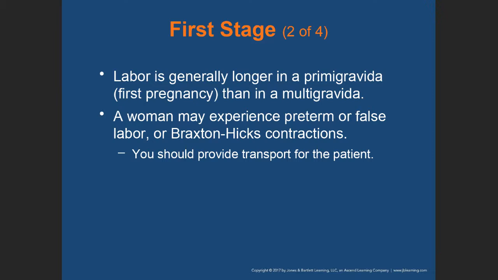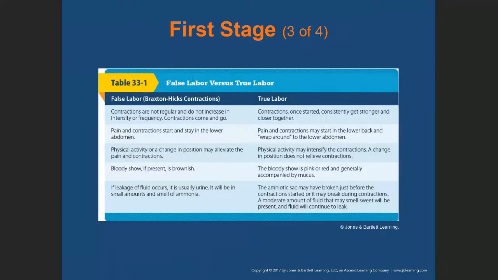A woman may experience preterm or false labor. This is referred to as Braxton Hicks contractions. You should provide transport for the patient. It can be triggered by stress. And there's a table. Ensure that you focus on that table to identify the difference between Braxton Hicks and true labor.